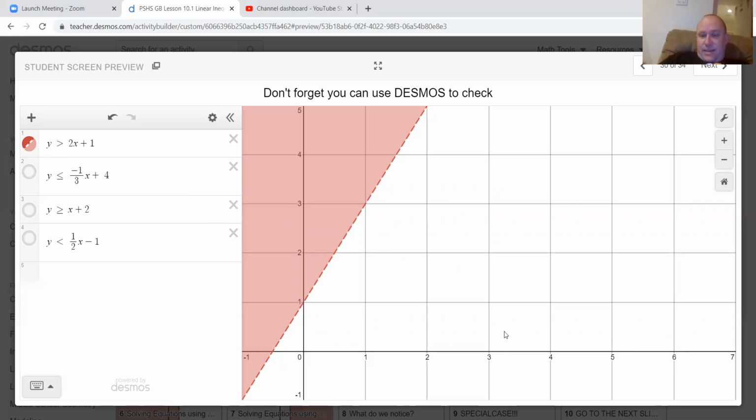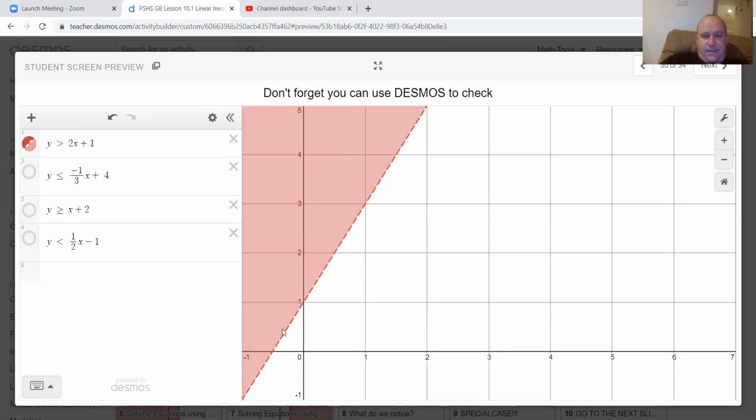If I mess up like I tried to do here, this is (3, 0), which is not in the shaded region. 0 is greater than 2 times 3 plus 1. 0 is greater than 7. That's not true. And that's, of course, why this is in the unshaded region. So any coordinate that you take from here and substitute into here will actually give you a true statement.